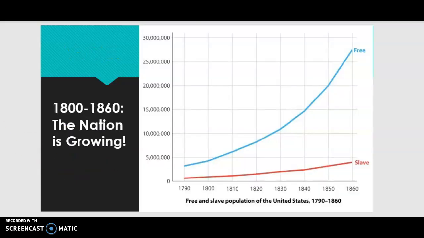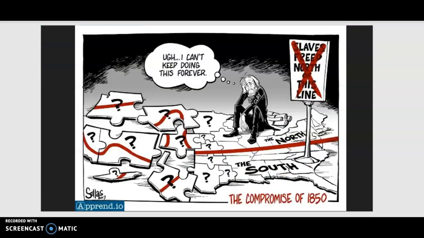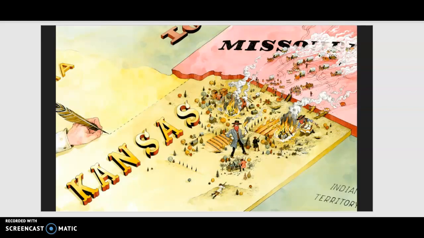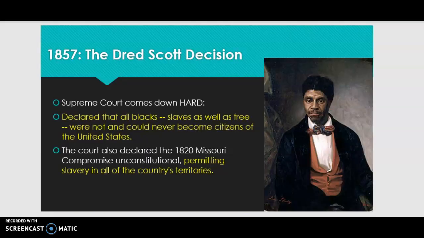So, as we've been talking about all week, the U.S. was growing. You can see here the slave population in red, the free population in blue, but the U.S. was growing in general. In terms of population numbers, also growing and expanding westward. And as the U.S. expanded and territories and new states were created, there was a lot of conflict, a lot of compromise over whether or not these states were free or slave states. This created a lot of tension between the North and South, or those supporting slavery and those not.